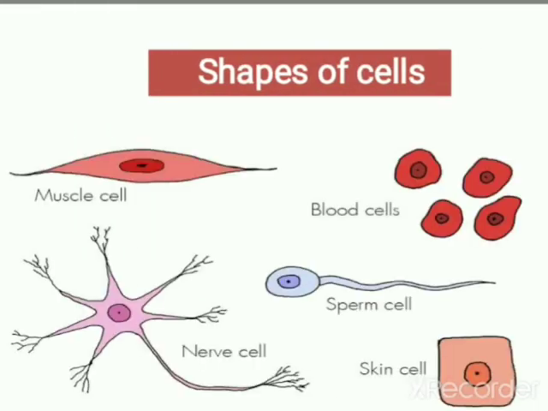Shapes of cells. So my dear students, you can see here the different shapes of cells. Muscle cells are different, blood cells, nerve cells, sperm, skin. So they are of all different shapes. So cells are of different shapes and sizes. Some cells do not have a definite shape, while some cells have a definite shape.